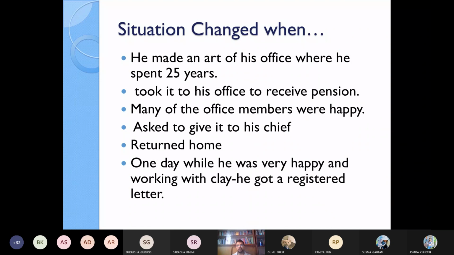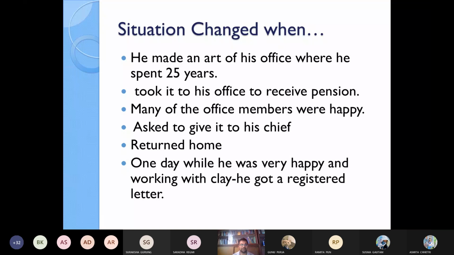Many of the office members were happy. Oh, such a beautiful artistic picture of their own office, not only outside but of every room inside, everyone was happy. And he left there. He did not meet his office chief. He asked it to be given to the chief, and he returned home.